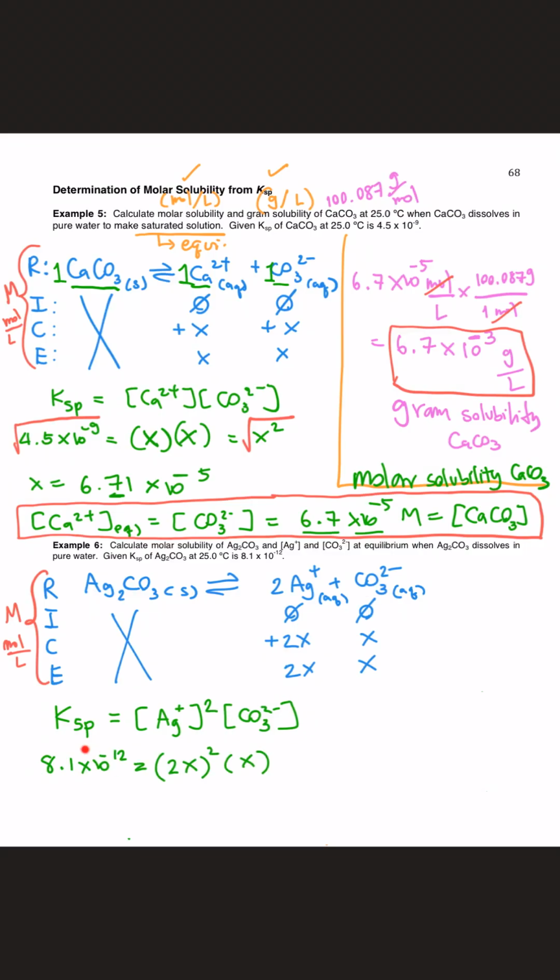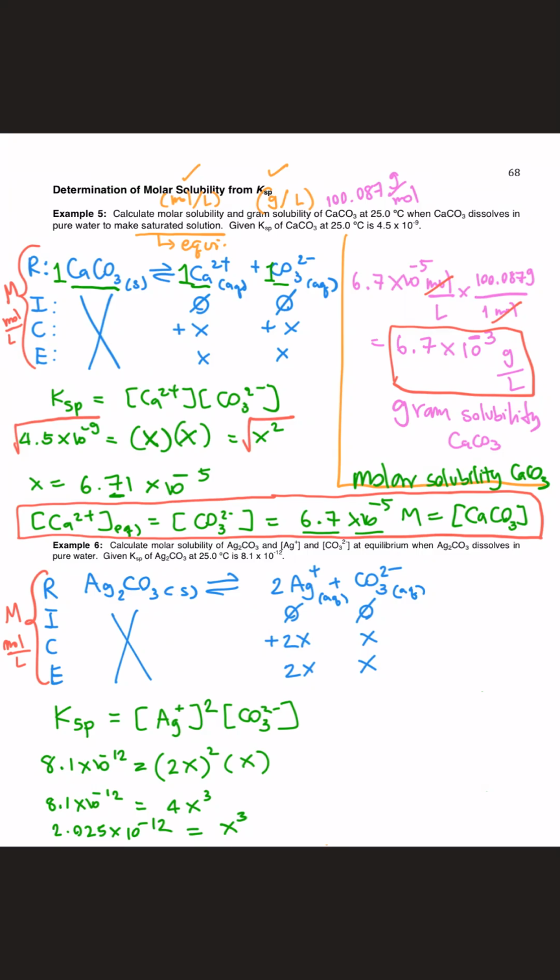Then plug in the value of the Ksp that's given. Note that at equilibrium, the concentration of the silver ion is 2x, and we also need to raise it to the power of 2. And the concentration of carbonate is x at equilibrium, so we just add x to it. For this, you will get 8.1 times 10 to the negative 12 equal to 2 squared, which is equal to 4, and then x squared multiplied by x would equal x cubed. Then divide both sides by 4 and you will get 2.025 times 10 to the negative 12 equal to x cubed.